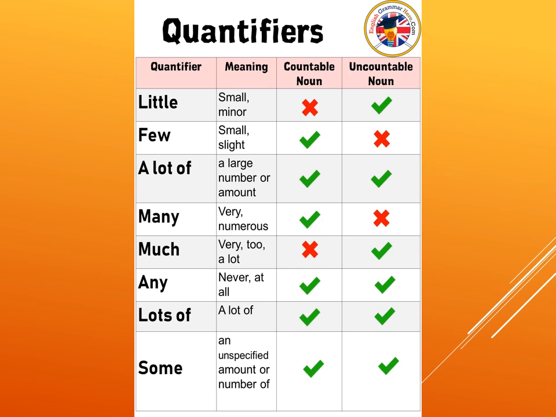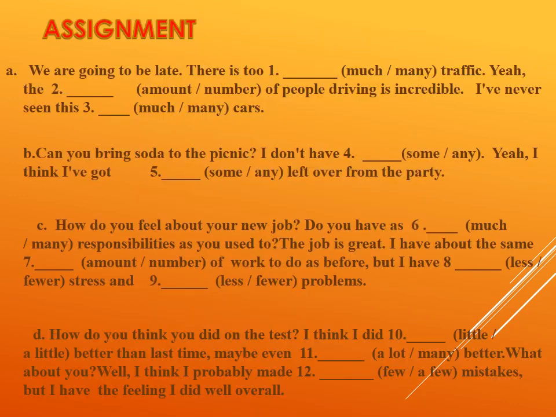Many, of course, goes only with countables. Much goes only with uncountables. Any, lots of and some, all three go with both countables and uncountables. So that was all about quantifiers and how some quantifiers act as determiners and how some cannot be termed as determiners as they don't sit before the noun. So you've learned about quantifiers now.